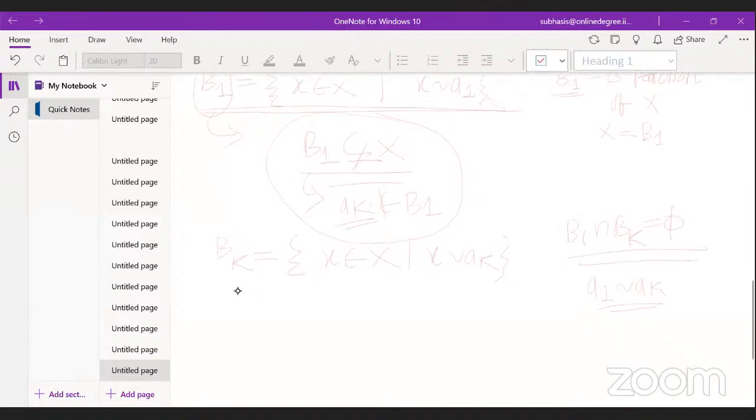So you can do similarly. You can take some other element which is neither in B1 nor in BK, if there is some element. So you can keep doing like this, right?